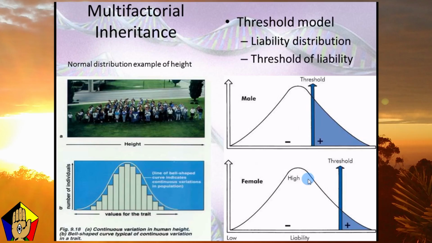So when you look at diseases that are mostly female or mostly masculine diseases, you can kind of think of this threshold model in the back of your mind.